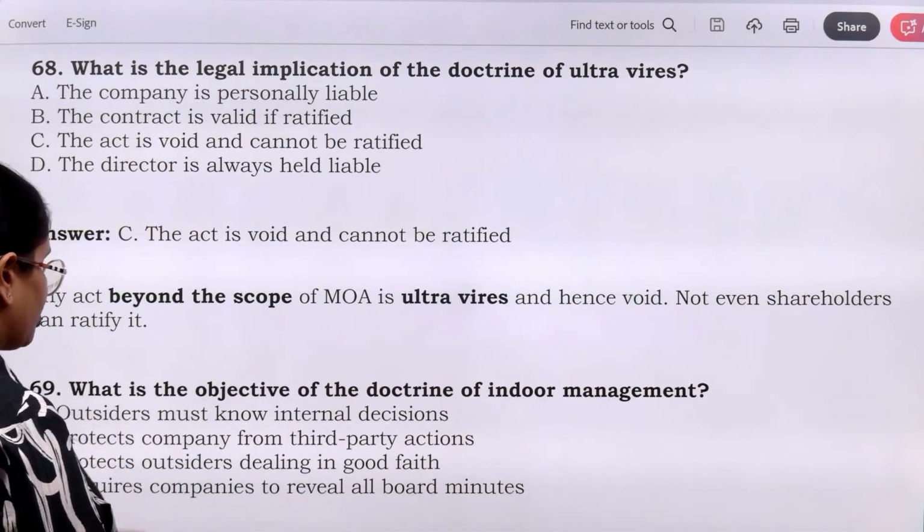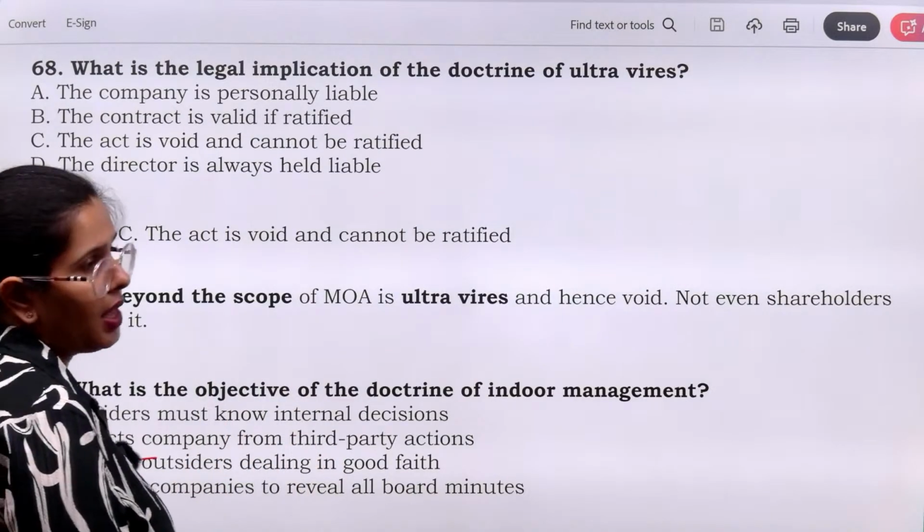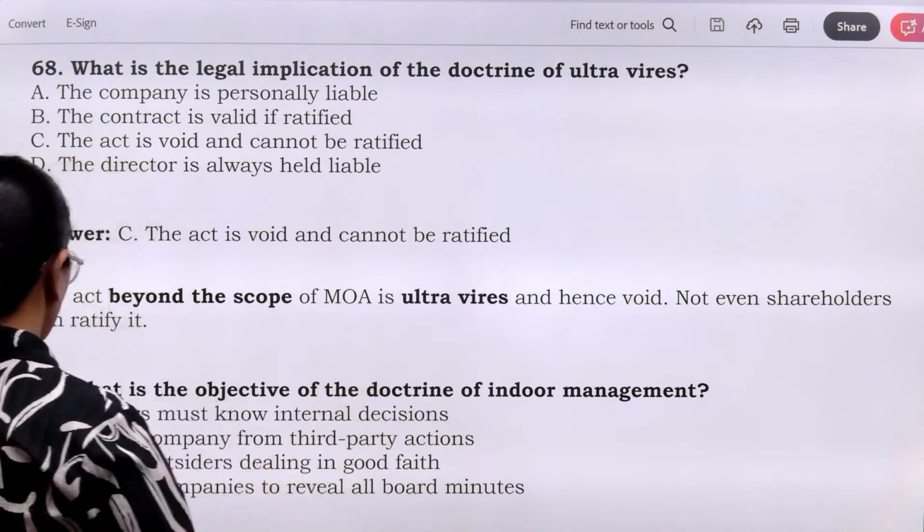The doctrine of indoor management protects the outsiders dealing in good faith, because you are not supposed to know what is happening within the company. So this doctrine protects you.